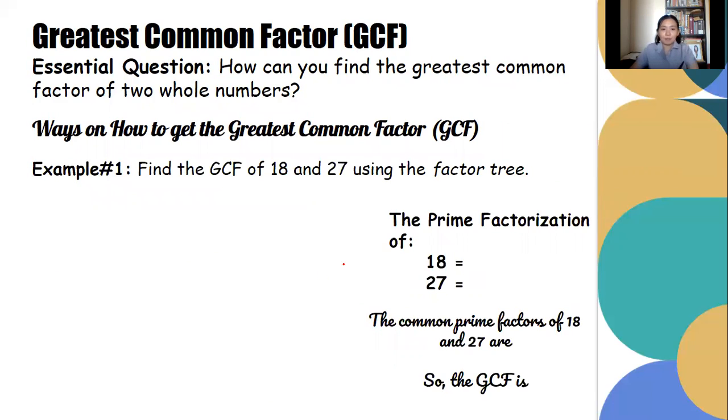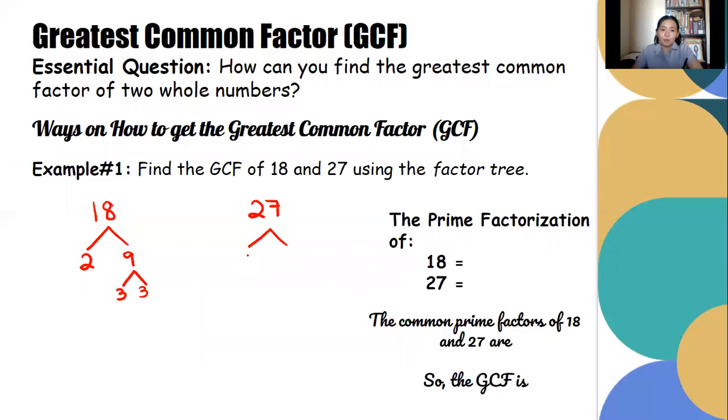So for this example, we have 18 and 27. I have to choose two factors whose product will be 18. So I can have 2 times 9. While for 9, I can still think of two factors that can be multiplied to get this number. That will be 3 times 3 is equal to 9.